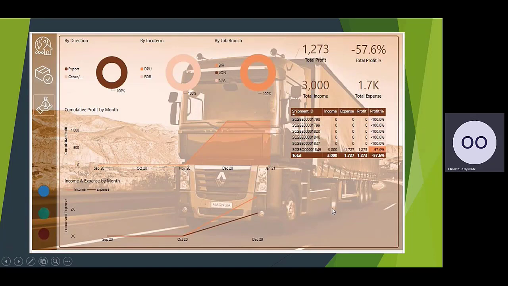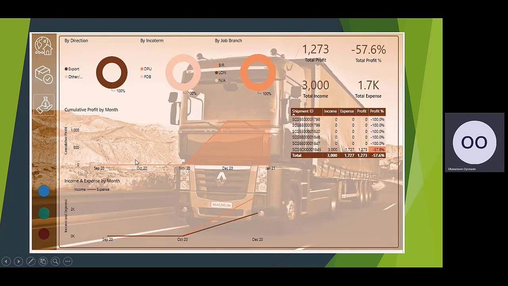So this is another dashboard. This is from one of the enterprise course I did. This dashboard is one of the sample dashboards in that course that was presented. So we can begin to see export and others, and look at the total profits for that data. Is it positive or negative? You can see in percentage, negative 7.3, total income, total expense.